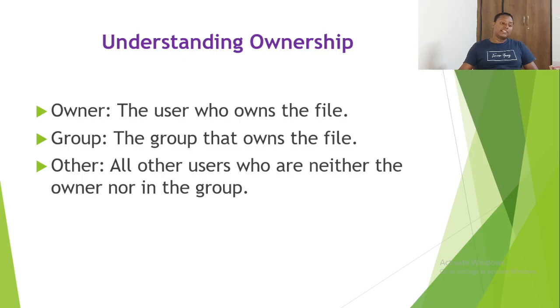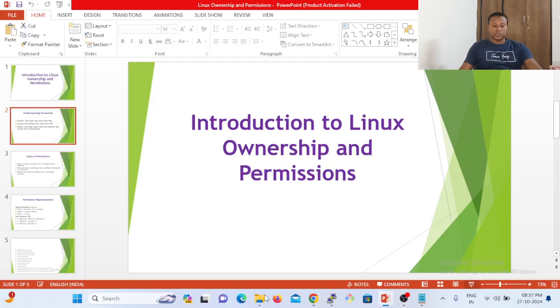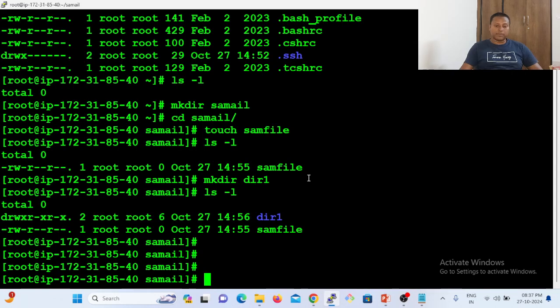So here three things are there: one is owner, one is group, and another is other. Other means other than the owner and group, whichever users are available, and that is called other permission. Where we will be using this kind of ownership or permission, and where I can see it, I am going to explain now. Let me open the terminal.